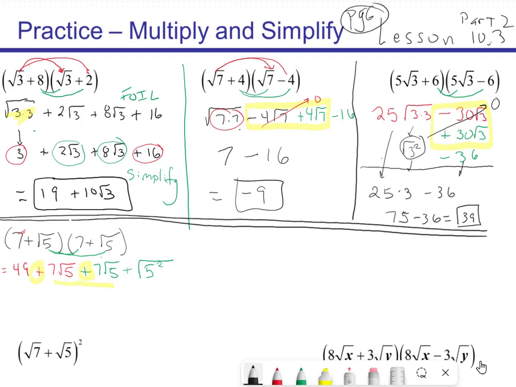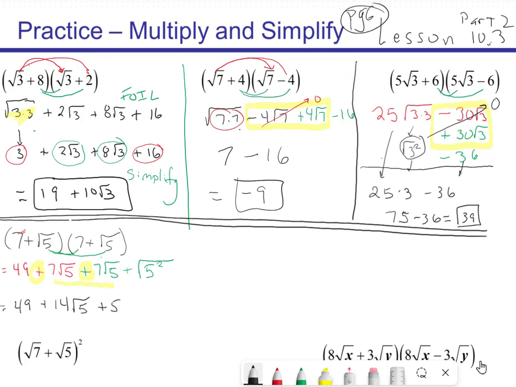Okay, so now the 49 is still 49, and the middle ones is a 7 root 5 plus a 7 root 5, which is 14 root 5. It's like 7 apples plus 7 apples is 14 apples. And then the last one is the square root of 5 squared. A square root of 5 squared comes out with a nice answer. It's a whole number, 5. I don't have a square root anymore. Because the square root and the second power cancel out, I'm left with just a whole number 5.